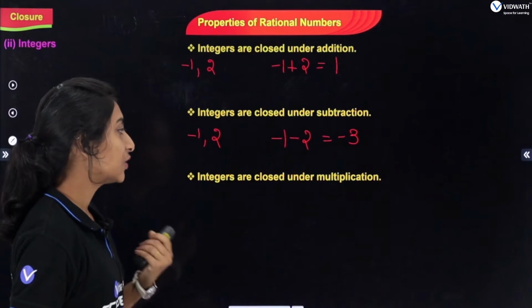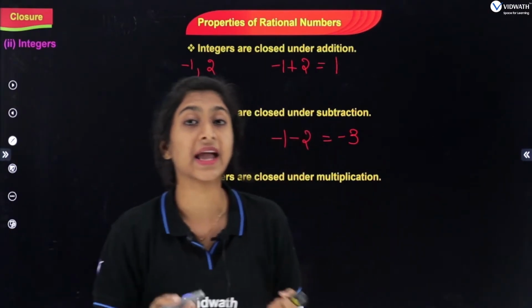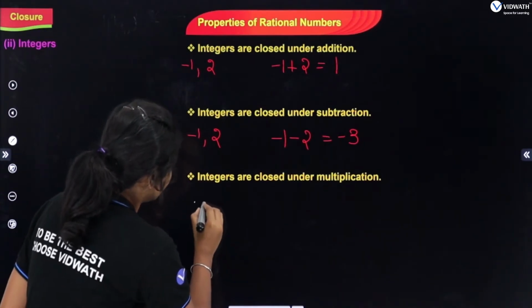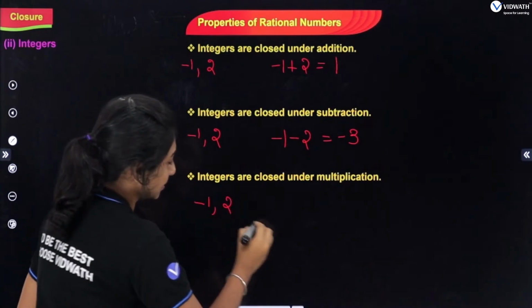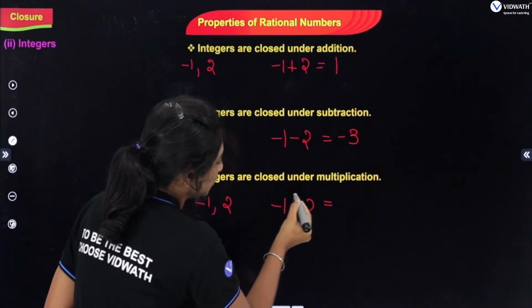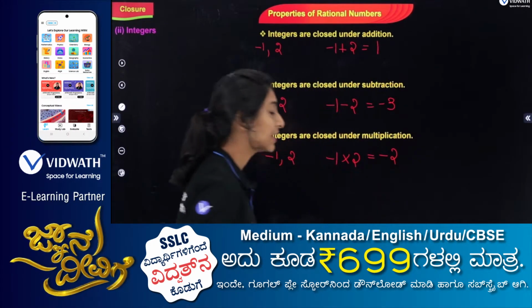Next, integers are closed under multiplication. If a and b are integers, then a into b is equal to c, which is also an integer. We'll see that if minus 1 and 2 are integers, then minus 1 into 2 is equal to minus into plus, which is minus. 1 into 2 is 2. So, minus 2 is an integer.